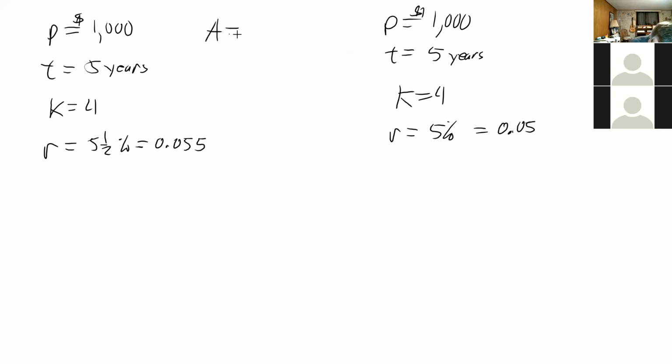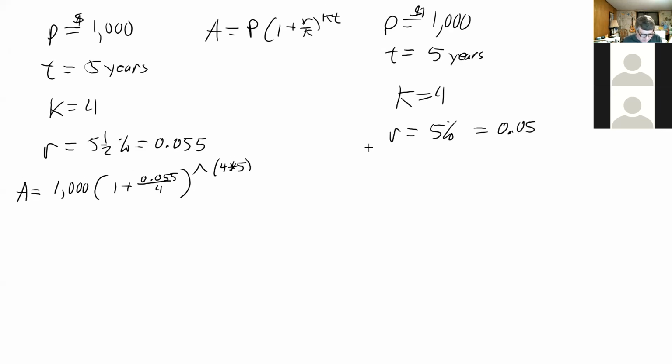We're going to use this formula. A equals P times 1 plus R over K to the KT power. So this is going to be A equals 1,000 times 1 plus 0.055 over 4 raised to the 4 times 5 power. Okay, so 1,000 parentheses 1 plus 0.055 divided by 4, close it up, raised to the parentheses 4 times 5 power. And if you want to take 4 times 5 and make it 20 and save having to put parentheses around the exponent, no problem, either way.